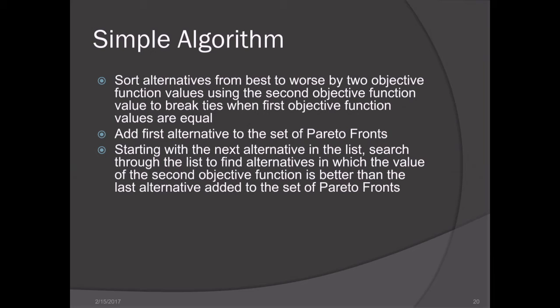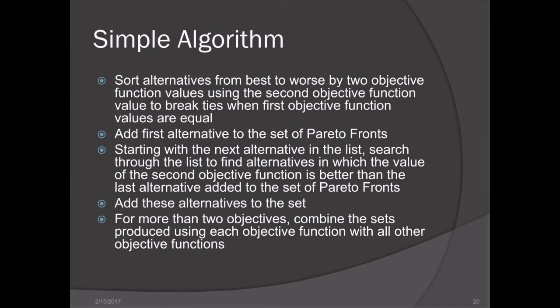Then we proceed sequentially down the list, looking for values in the second objective that are higher than the values previously added to the Pareto front. All of these are added to the set. If you're dealing with more than two objectives, like we are with LCAAT, because we have a set of 5 objectives, you take 2 of the objectives at a time, perform this algorithm, and then at the end take the union of all the sets that you found. That's going to be the Pareto front for the entire set.